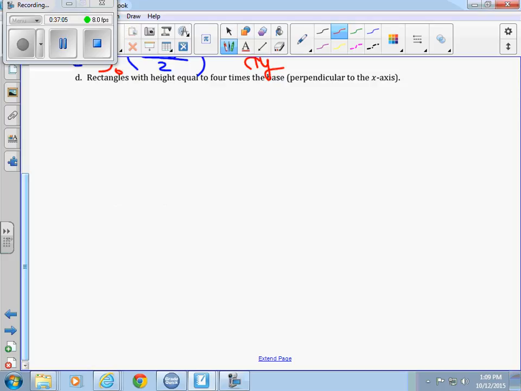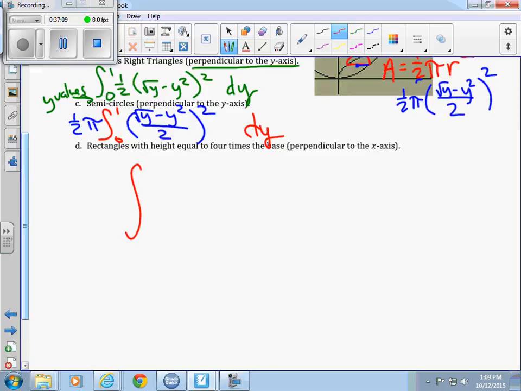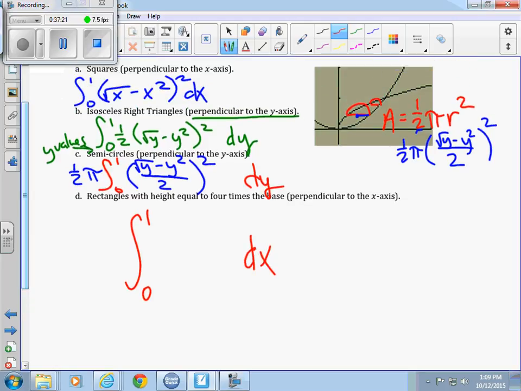Rectangles with a height equal to 4 times the base, perpendicular to the x-axis. As soon as I read that, you have a mental note that dx is perpendicular to the x-axis. 0 to 1, go up, I'm going to erase. Rectangles, the height is 4 times the base, perpendicular to the x-axis. So I've got a little dx width.